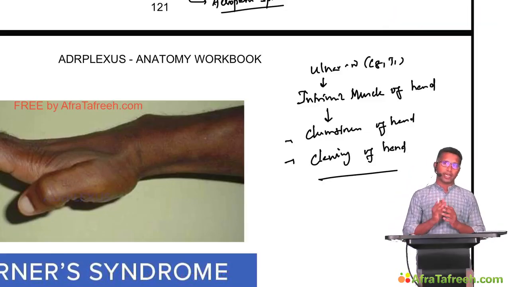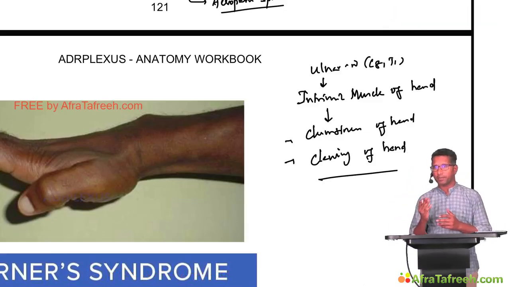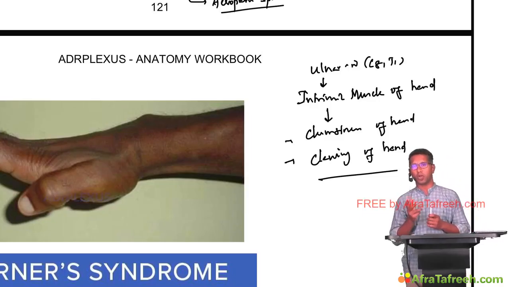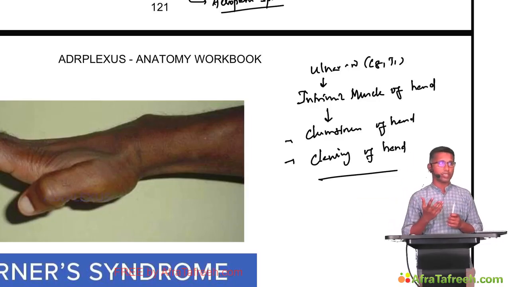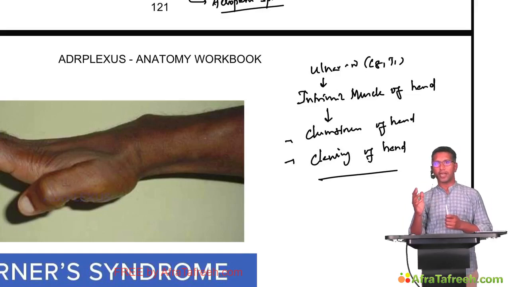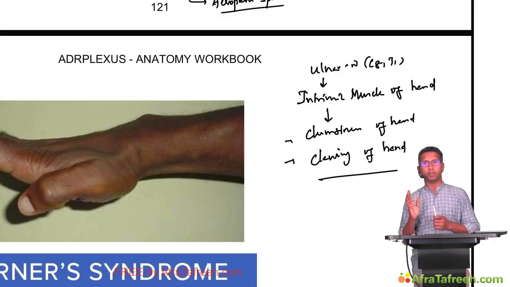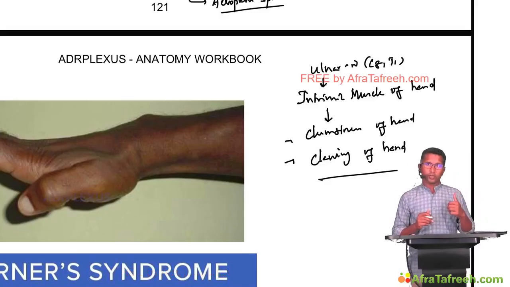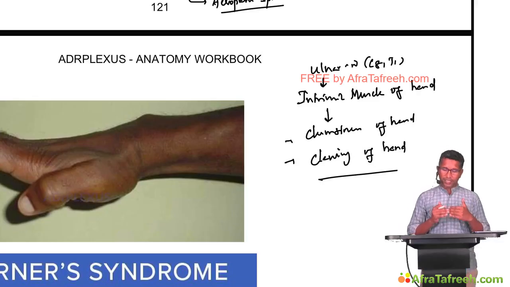But whenever there is an ulnar nerve injury, please remember guys, the ulnar nerve supplies the small muscles of the hand. So when the small muscles of the hand are not working, fine movements of the hand will be lost. That will result in clumsiness of the hand, and the patient will end up in clawing of the hand, guys. So this is about the injury to the lower trunk of the brachial plexus affecting the ulnar nerve.